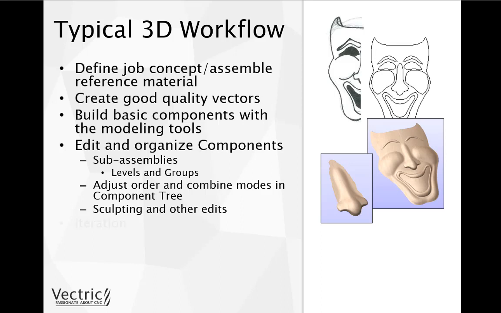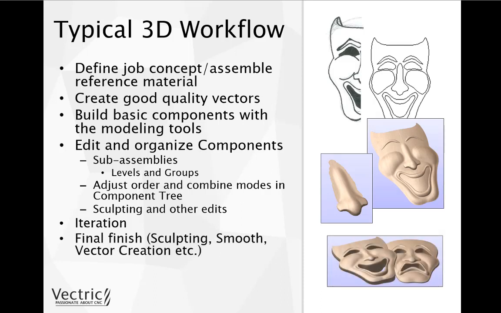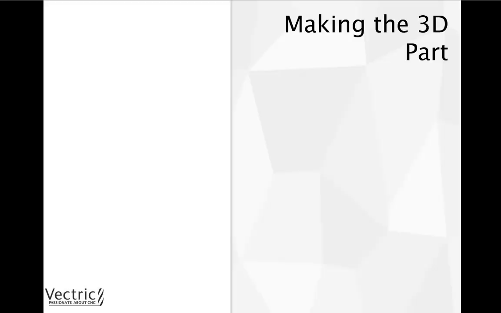As with any project, iterate through where you may make changes for improvement, until you get to the point where you have a part that's ready to machine, where you may want to apply some finishing touches, for instance sculpting or smoothing, and everything you need to do to get it machine ready. So now that we've got the 3D part in a state that's ready to machine, we could start to think about creating the toolpaths to cut this out on our CNC.